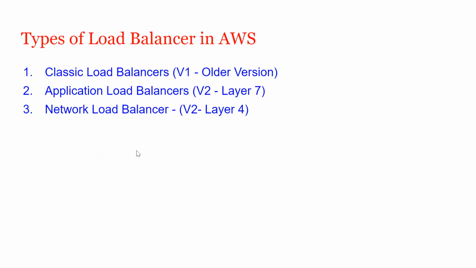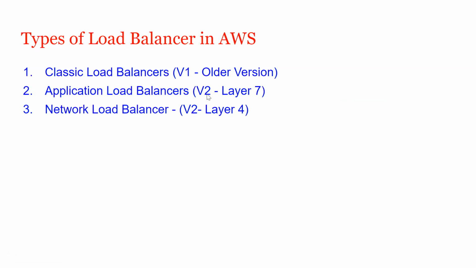Then there are three types. In fact, they have added one more, which is the gateway load balancer, which I'm yet to explore. Once I explore it, I'll share it with you. Now when you log into the AWS Management Console, you'll see application load balancer, network load balancer, and gateway load balancer. So what is your application load balancer?